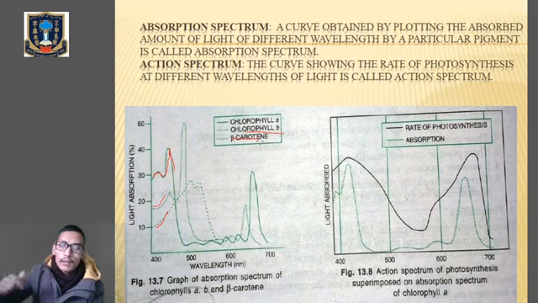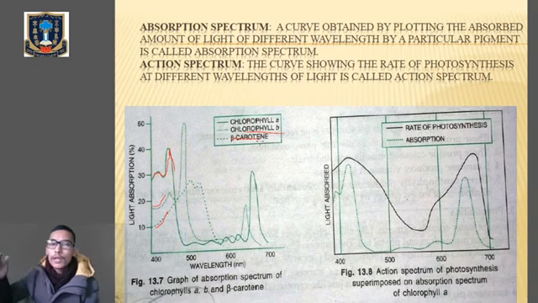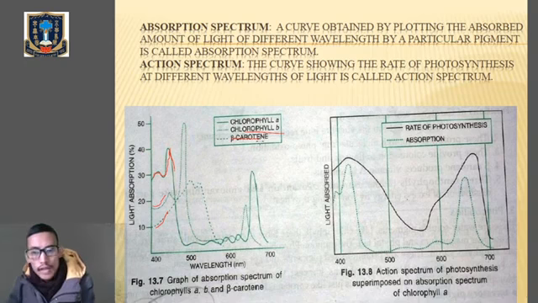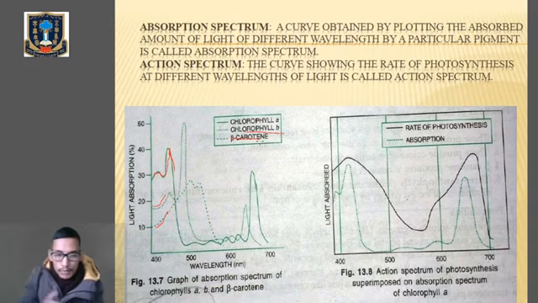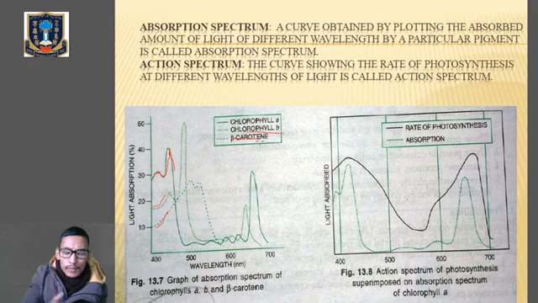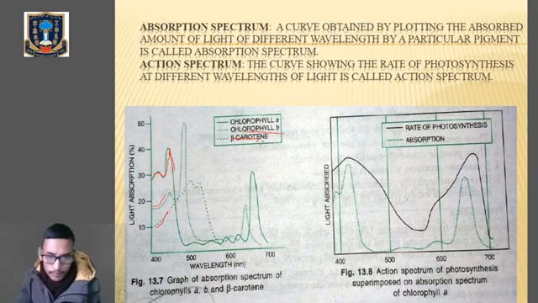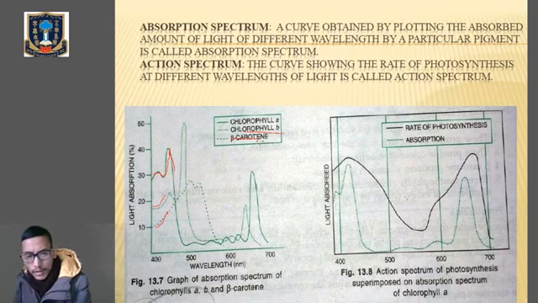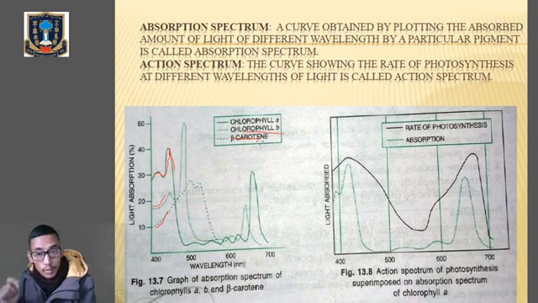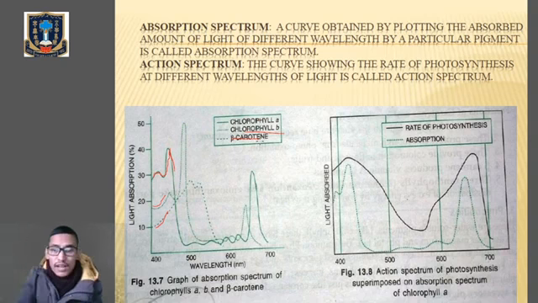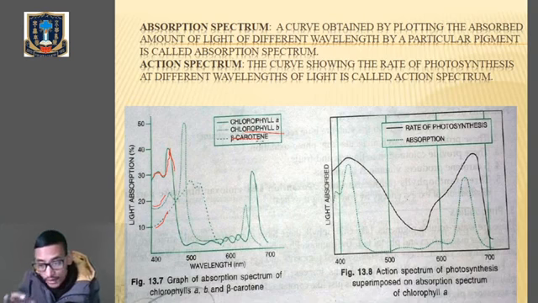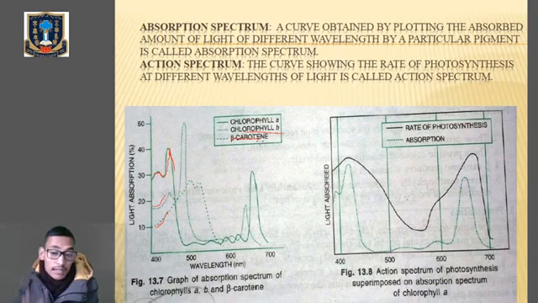Clear? And what does action spectrum mean? Go to figure number 13.8. The curve showing the rate of photosynthesis at different wavelengths of light is called the action spectrum. That means when we plot the wavelength of light absorbed by the different pigments, it is called the absorption spectrum. And when we show the curve that shows the rate of photosynthesis at different wavelengths of light, listen very carefully, that is called the action spectrum.